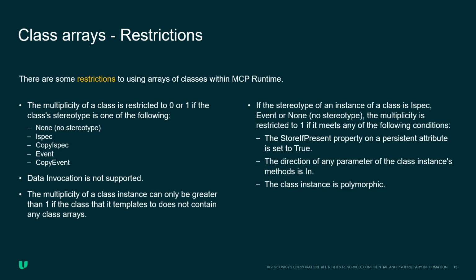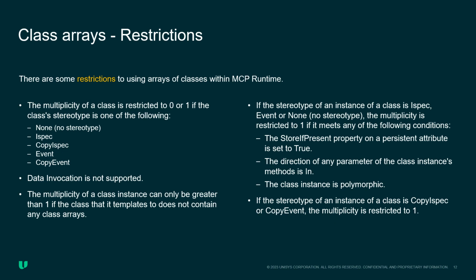In this release, there are some conditions on classes for which support for class arrays is not available. If the stereotype of a class is iSpec, event, or none, the multiplicity is restricted to 1 if any of the conditions listed are met. The store if present property on a persistent attribute is set to true. The direction of any parameter of the class instance methods is in. The class instance is polymorphic.